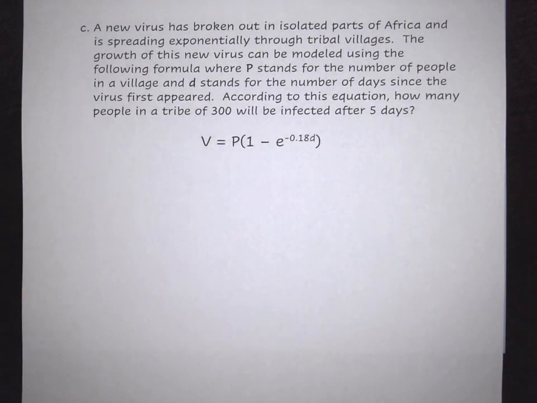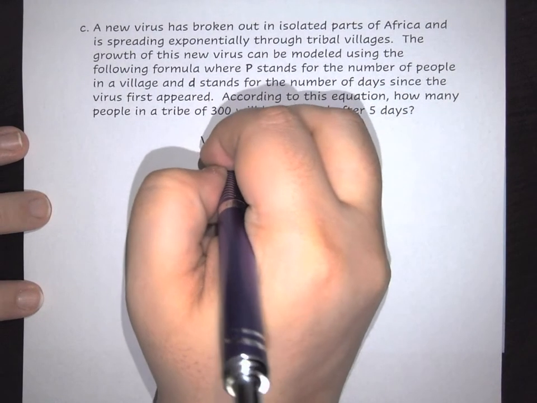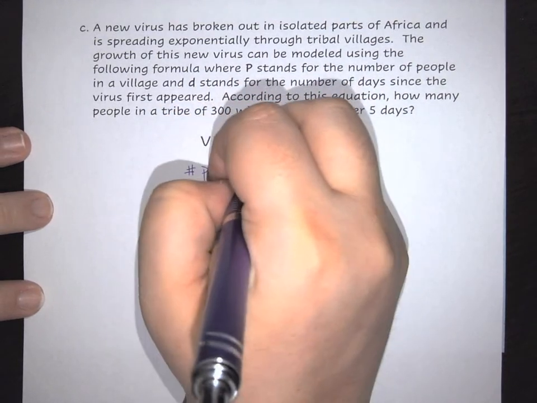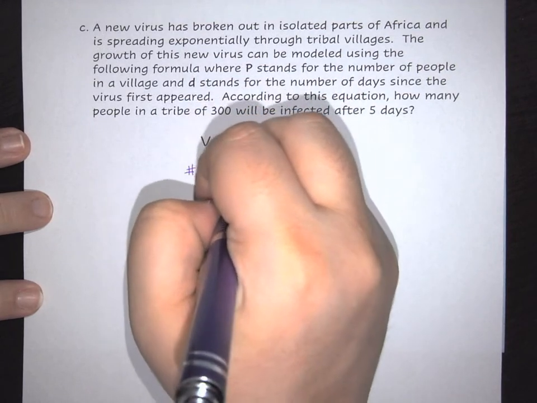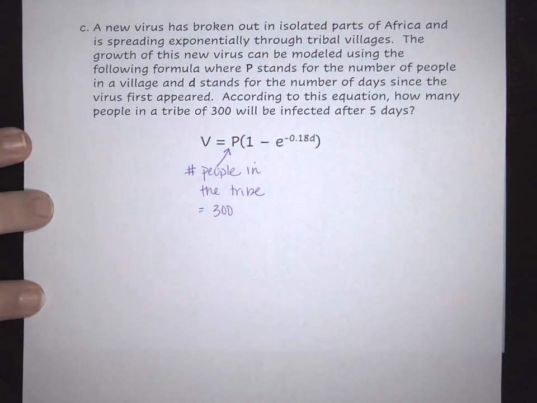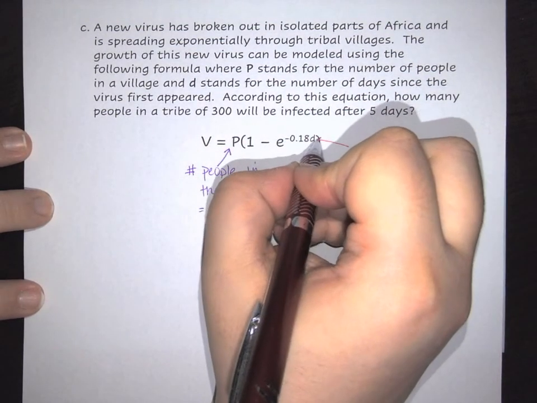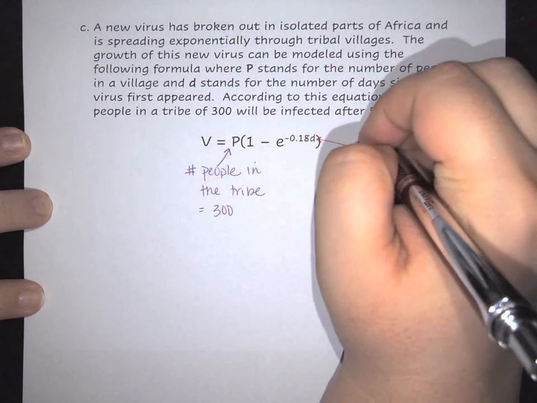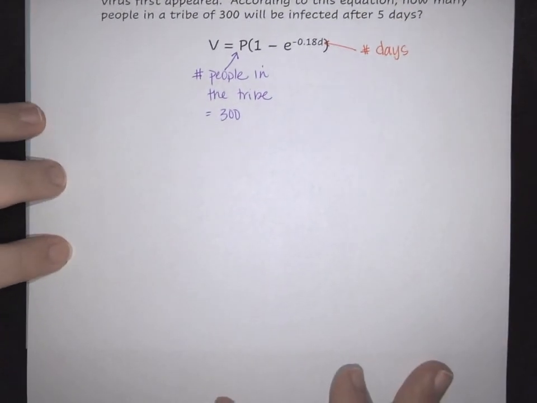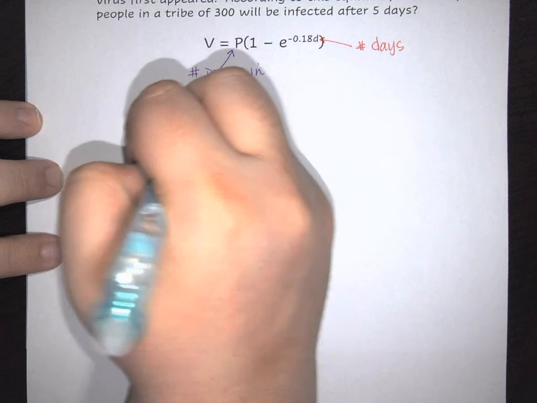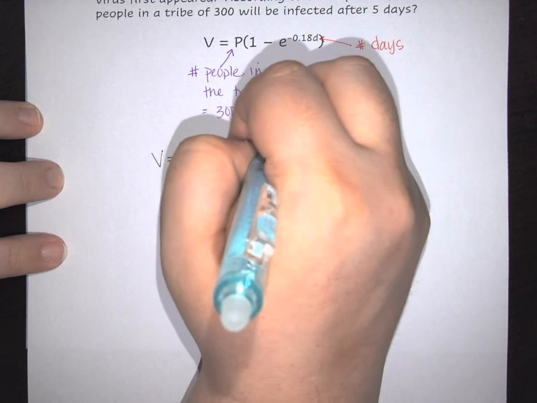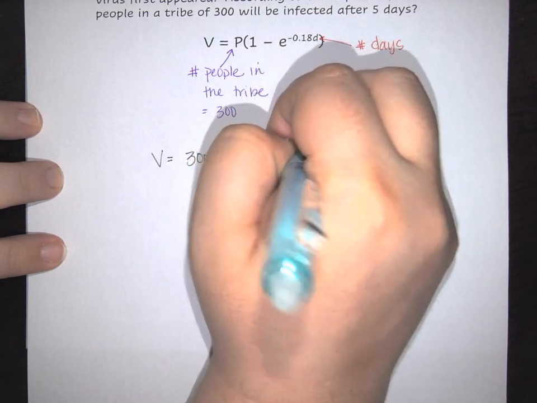So in this case, what we know is that my P right here is going to be the number of people in the tribe, which we know is 300. The other thing we know is that my D here is going to be the number of days. So in this case, I can plug in the information that I have, which is that V is equal to 300 times 1 minus e to the negative 0.18 times 5.